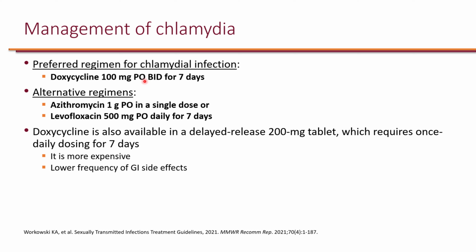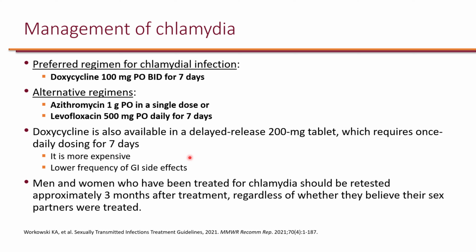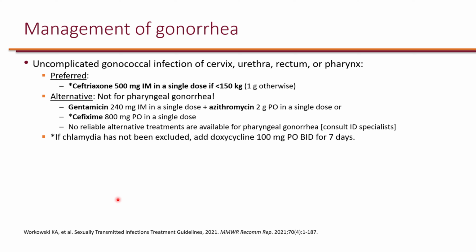Now, one thing with doxycycline, because it's dosed twice a day, there is a formulation available as delayed release. So it would be a single 200 milligram tablet, which requires once daily dosing for 7 days. It is more expensive, but it does have lower frequency of GI side effects and it improves adherence. So that's an option. Now, men and women who have been treated for chlamydia should be retested approximately 3 months after treatment, regardless of whether they believe their sex partners were treated. And that's to make sure that their infection has been eradicated.